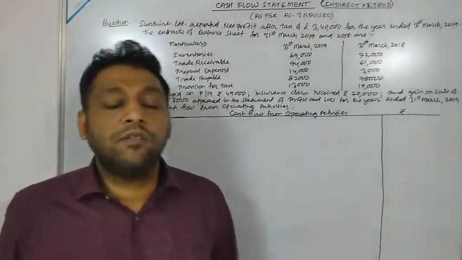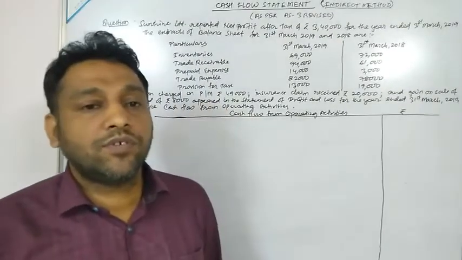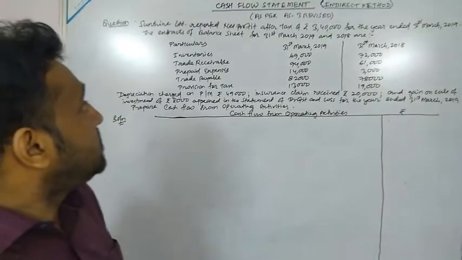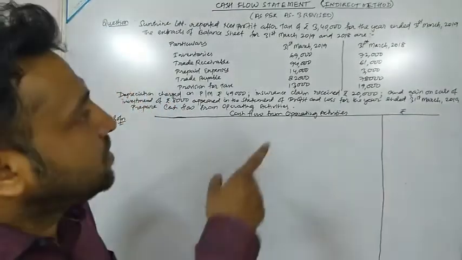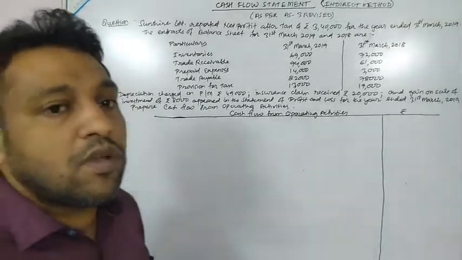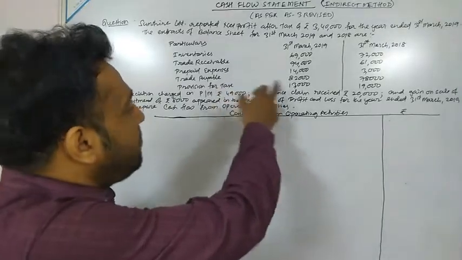So now let us solve the practical question based on cash flow from operating activities. The question you can see from the board. Sunshine Limited reported net profit after tax of 3,40,000 for the year ended 31st March 2019. The extract of the balance sheet has been given, all the data has been provided.